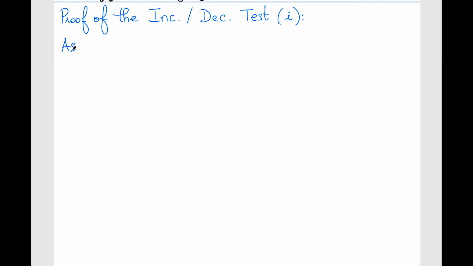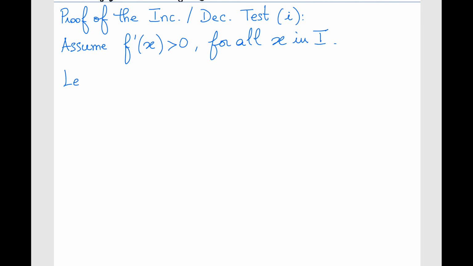Okay. So let's assume that f prime of x is positive for all x in some interval, let's call the interval I. And we want to show that f is increasing, meaning if we take two numbers a and b in that interval I, assuming that a and b are not the same and one is smaller than the other, so let's say a is smaller than b.